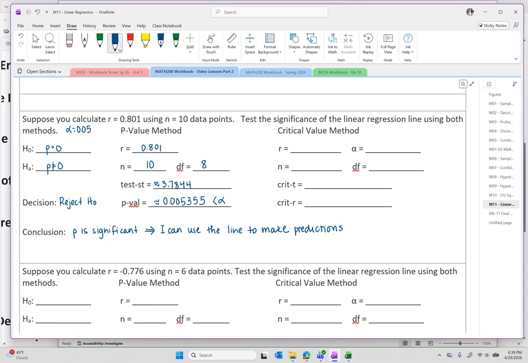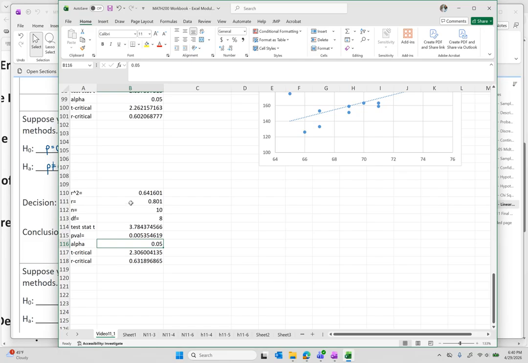The critical value method will be the same. My r is 0.801. My alpha is 0.05. My n is 10. My degrees of freedom is 8. Based on that data, I have calculated in Excel the critical value t to be 2.306 and the critical value r to be 0.6319.